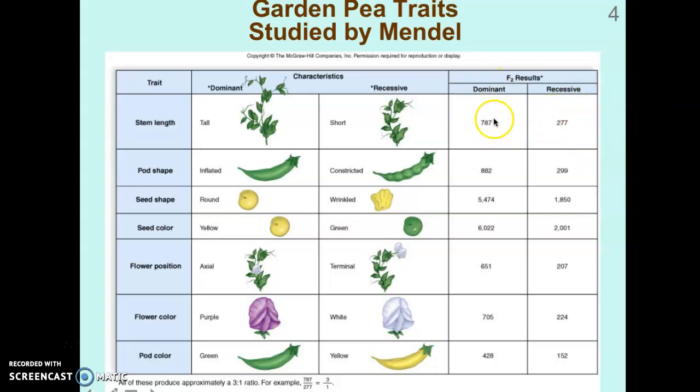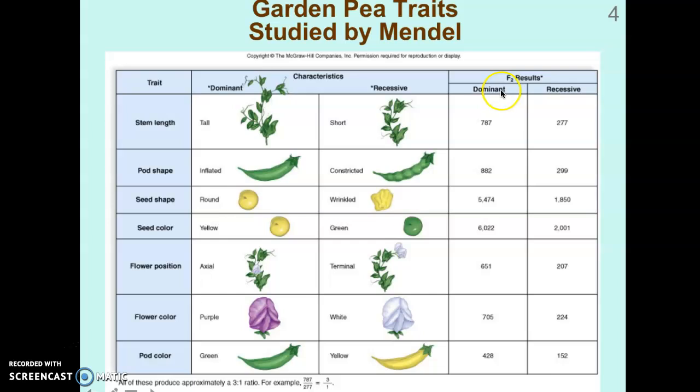There was 3 times more of the tall plants than the recessive plants, and we could figure that out mathematically. That's exactly what he did. It's simple math: he took division, accepted the total number, and figured this out. When he started to see this frequency, he saw that in every scenario there was a 3-to-1 ratio. This was 3 times more prevalent than this.